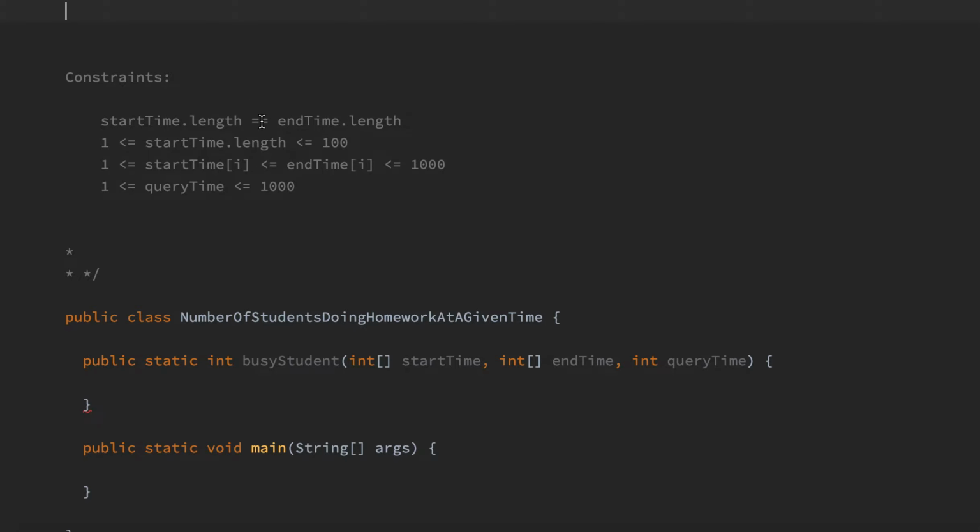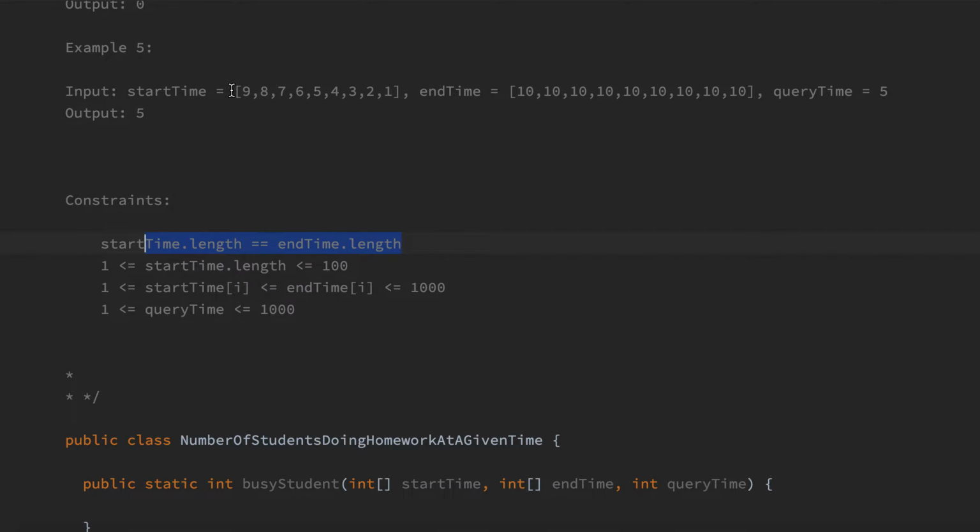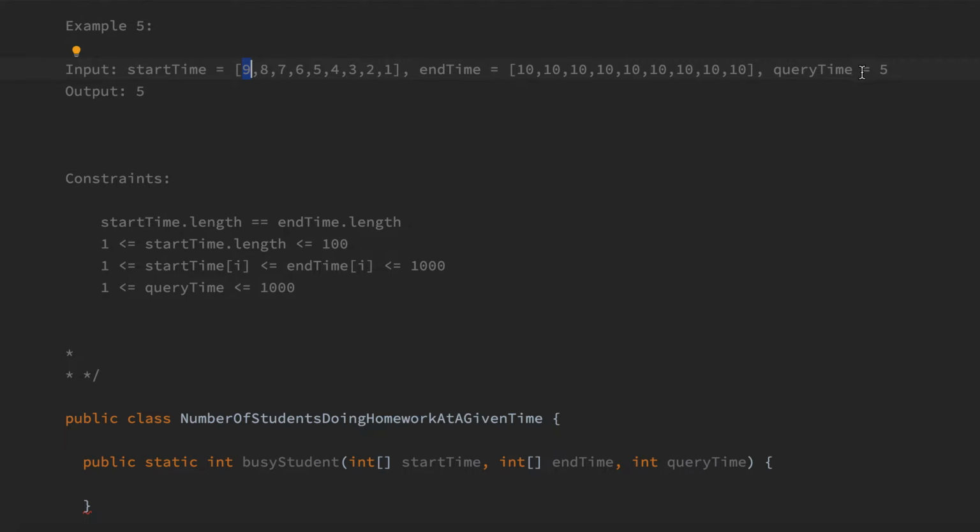Start time dot length is going to be equal to the end time dot length, so those are going to be the same things. We're not going to have any more numbers in this array than this array. They're going to be the same amount of numbers. 1 is going to be less than or equal to start time dot length, and start time dot length is going to be less than or equal to 100. So the amount of students is going to be between 1 and 100. Start time and end time can be anywhere from 1 to 1,000. So these individual integers here can be anywhere from 1 to 1,000. And the query time over here, this integer can be anywhere from 1 to 1,000.